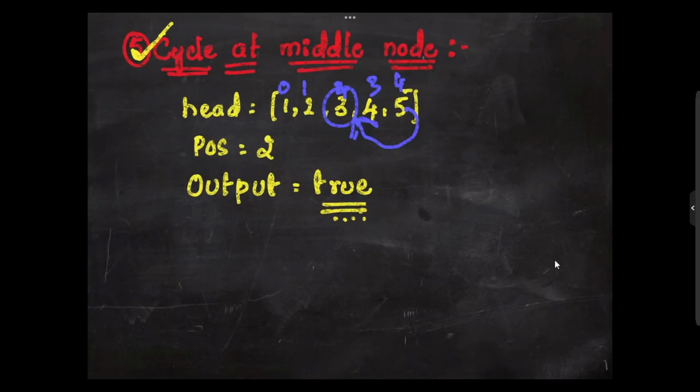You can just apply the tortoise and hare algorithm. Here there will be a collision and the cycle will be detected, right? So in this case we have to return true. This is simple to understand.